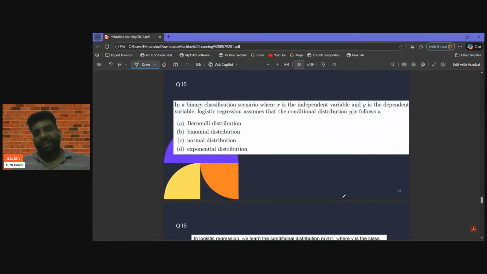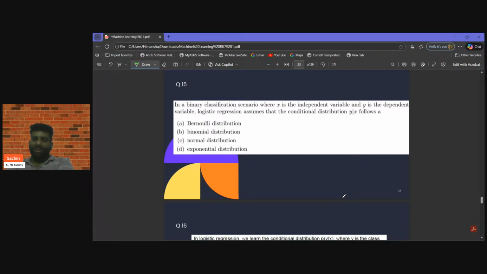Again, very interesting problem over here. It is again from logistic regression. In a binary classification scenario, where x is the independent variable and y is the dependent variable, logistic regression assumes the conditional distribution y given x follows what? What kind of distribution are we talking about?